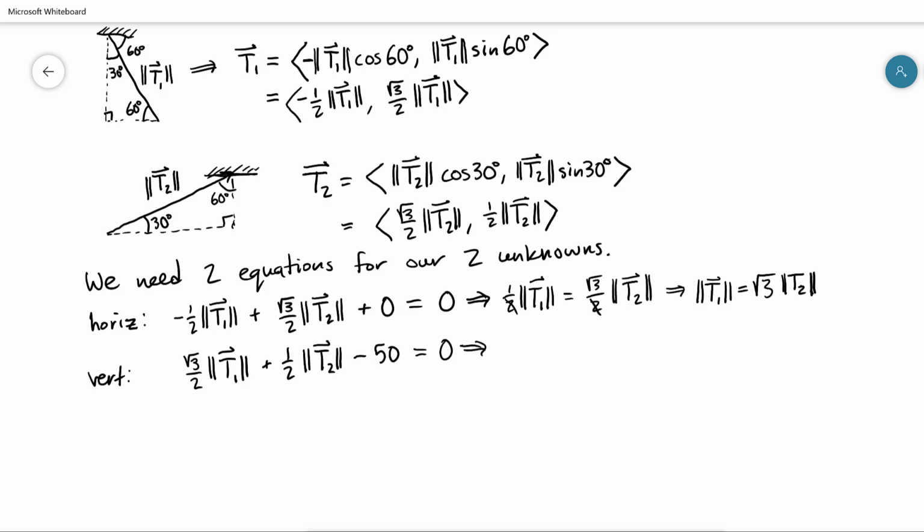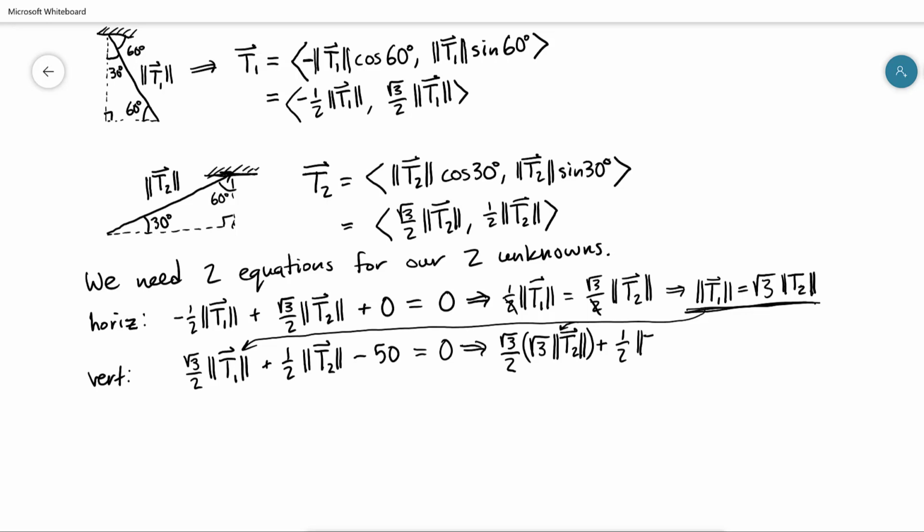Down here, I can now use this piece and plug it in right there. So I'm going to substitute that in. So in this case, I'm going to get √3/2 times t1, but I already found that t1 is √3 times t2. So all I've done is basically that piece in parentheses right there just came from up here, came from this relationship. I swapped out the t1 term. Plus 1/2 of t2 minus 50 has to be equal to 0.